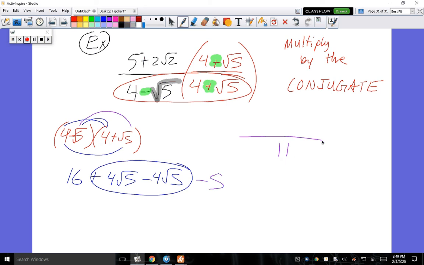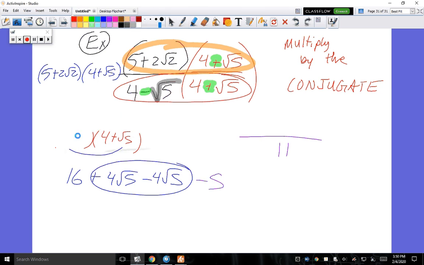If it was 4 plus root 5, you'd multiply by 4 minus on both, so you can find that difference of squares. Now, that's for the denominator. Do the denominator first, then go up top, and then mess with all that stuff. Here we go. So 5 plus 2 root 2, 4 plus root 5. I'm distributing the top right now, guys. The bottom was easy, we got 11. We're doing this now.